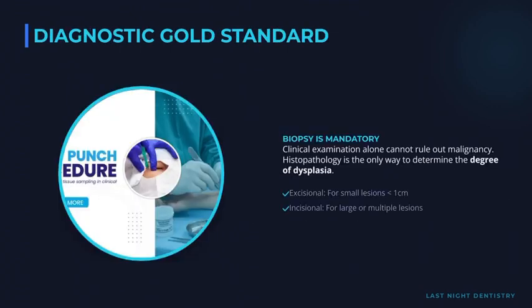Now coming to the diagnosis. Now comes the most important clinical step. Can you diagnose leukoplakia just by looking at it? The answer is no. The gold standard is biopsy. If the lesion is small, you remove the entire lesion. That is called an excisional biopsy. If the lesion is large, you remove only a representative part. This is called an incisional biopsy. And if the lesion is multifocal, multiple biopsy samples may be required. Always biopsy the most suspicious-looking area.